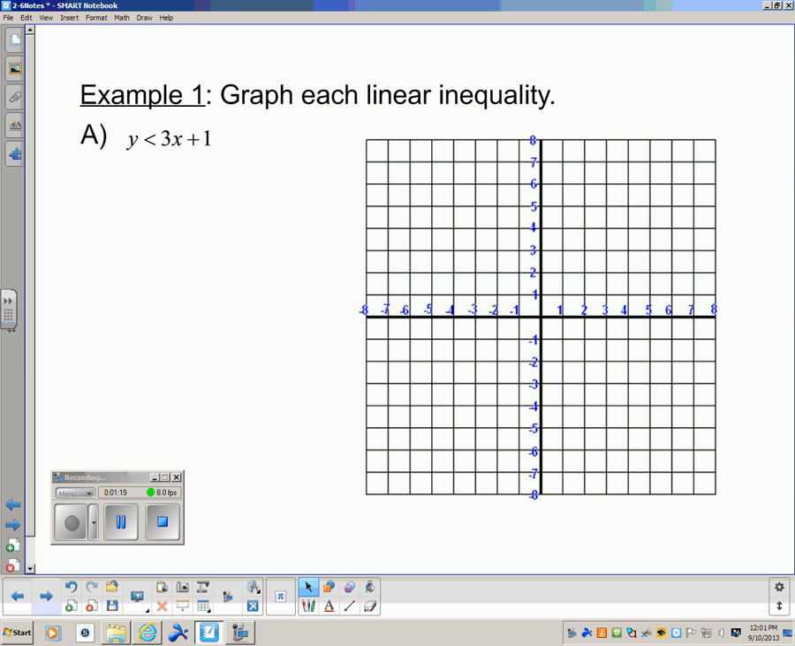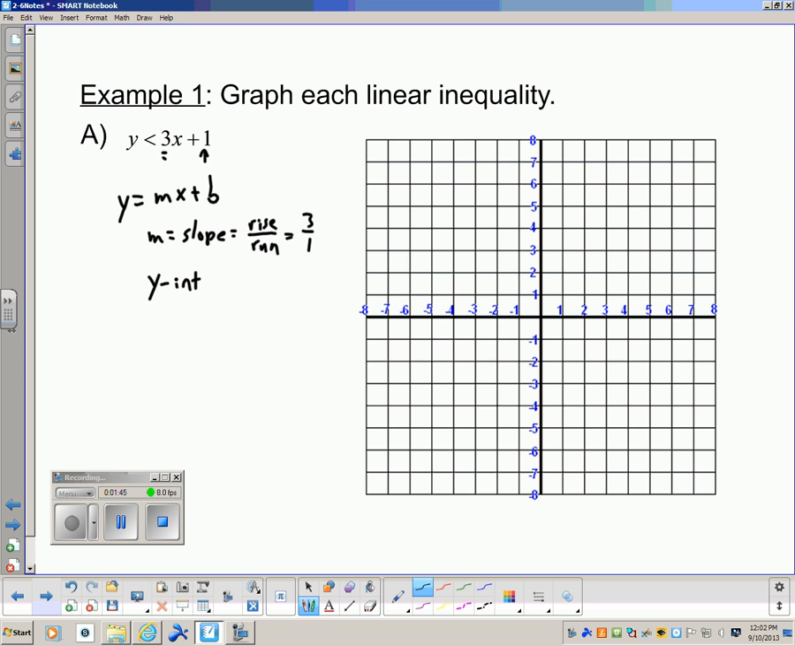So we're going to graph this just like we graphed our other lines that we have done. Knowing this is in y equals mx plus b form, with m being our slope, which is our rise over run, which in our case there, it's our 3. And then the y-intercept there is our b value, which is 1. So we're going to start on our graph over here on the y-intercept at 1. And then we're going to rise 1, 2, 3, and run 1.